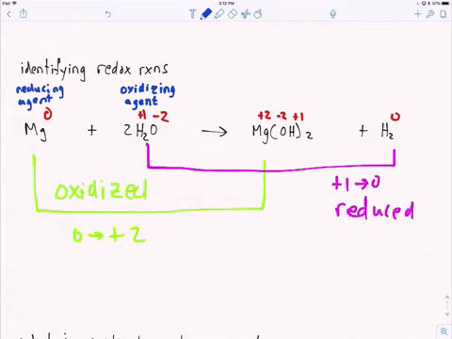Now, if you look at what's going on, magnesium is being oxidized. It's going from 0 oxidation state, meaning all of its electrons are accounted for, to +2, meaning it's missing 2. Hydrogen is going from +1, meaning it's missing 1, to the 0 state, so hydrogen in this reaction gains an electron. And since magnesium is being oxidized, we say that it's the reducing agent.